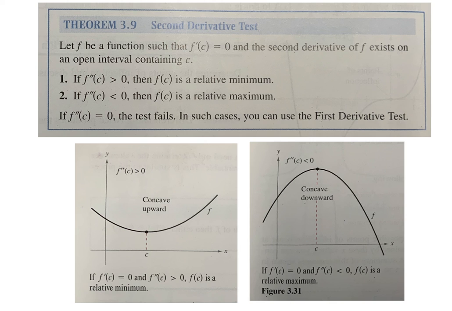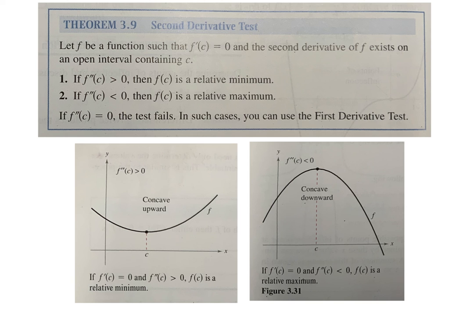Second derivative test. So this is one more thing you can do with second derivatives, really. At this point, we can do a lot more, but let f be a function such that the first derivative equals 0. All right, so that when the first derivative is equal to 0, we have a critical number, right? The second derivative exists on the open interval.